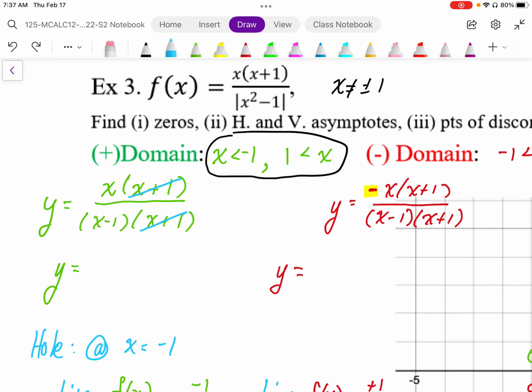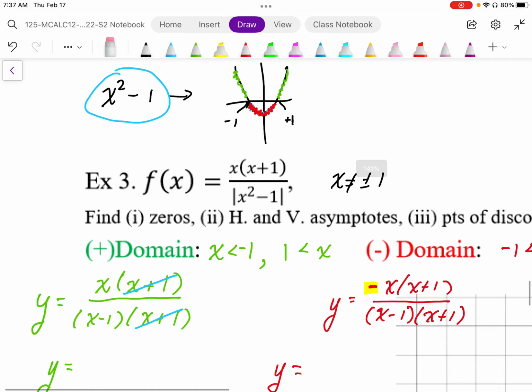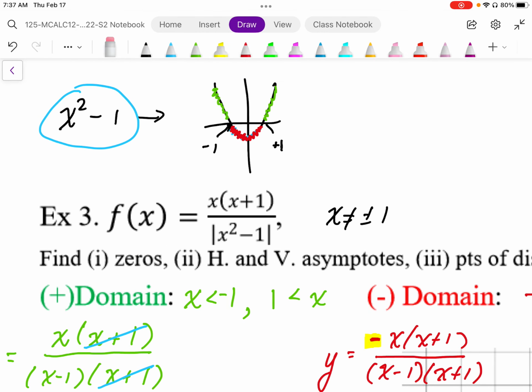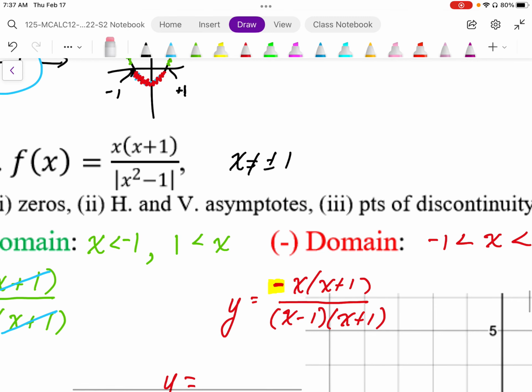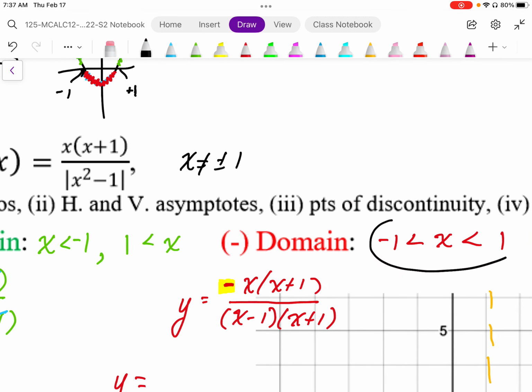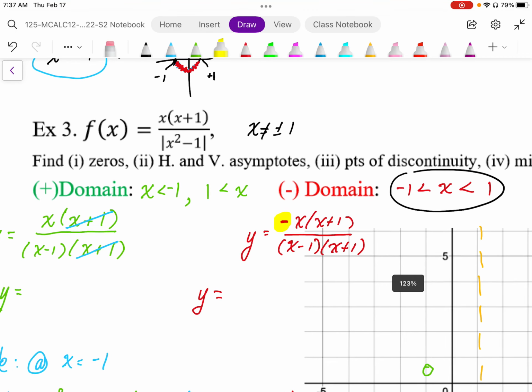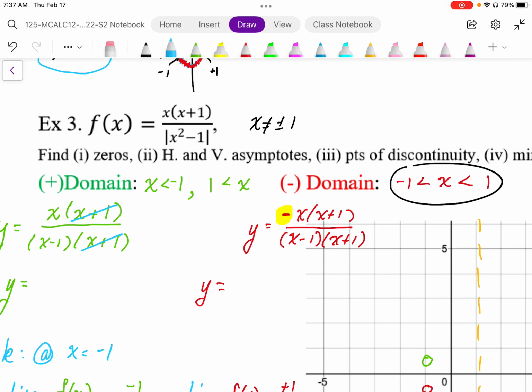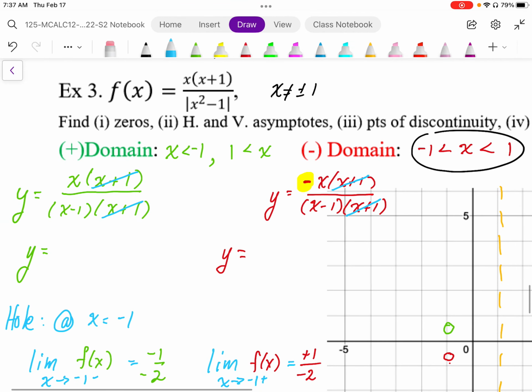So looking at the negative domain, it's going to be between -1 and +1. So that establishes my negative domain, all between -1 and 1. And when I take away the absolute value for the negative domain, I have to make sure that I switch the sign, and I put the sign on the numerator. So I factored it, and I put the sign on the numerator. And again, in the negative domain, we can see we have common factors, and we're going to cancel those out, and we're going to again establish a hole.